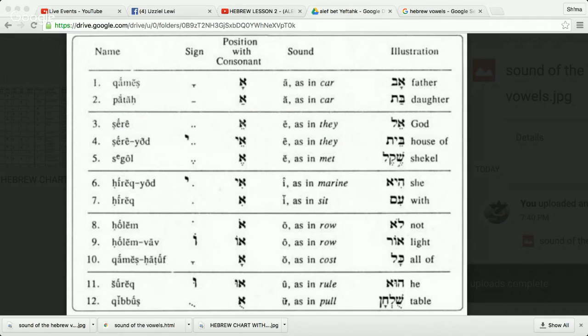Now, number 3. What are the 2 letters there? Aleph, Lamed. But what is the vowel there, Chief Uziel? Sarek. Right? Oh, excuse me. I'm sorry, my screen is a little bit low. And I should have known because the word is God. The Sharik is not there. I stand corrected. The Sari is there.